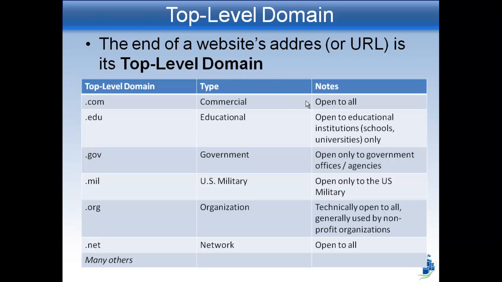You just have to register for the address if it's not taken already, and it's yours. But some of the top-level domains actually require that you are a special type of person or business or organization in order to get that domain. So for example, there's .edu, which is only open to educational institutions, so that's schools and universities. So if I'm Joe Schmo, I can't register a .edu address on the internet because I'm not an educational institution.